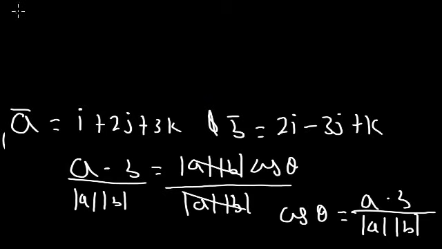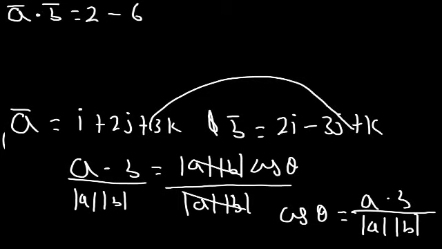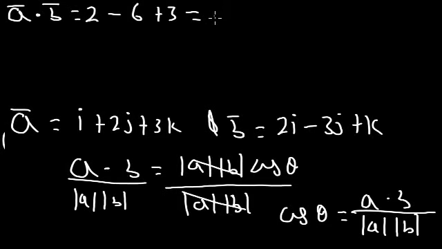So let's compute the dot product of those two vectors. i times 2i, that's just 2. Positive 2j times negative 3j, that's negative 6. Then positive 3k times positive k, that's just positive 3. In the end, the dot product is negative 1.